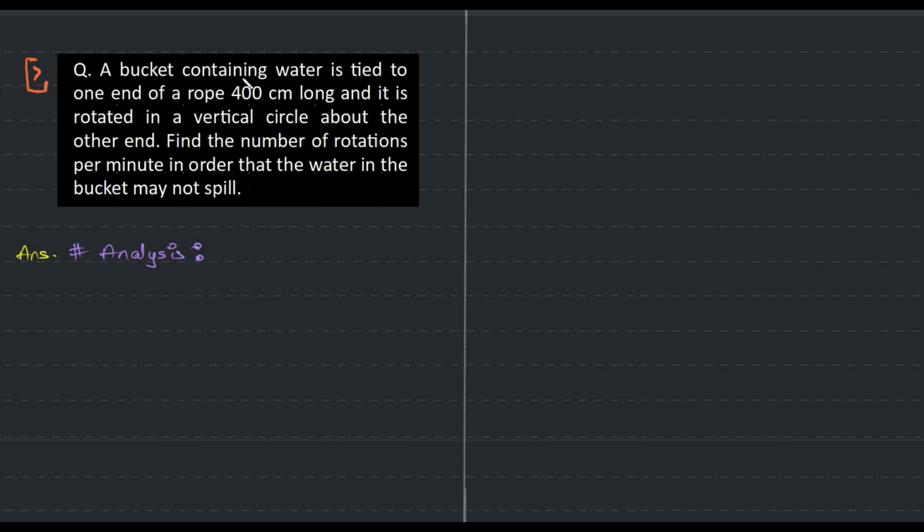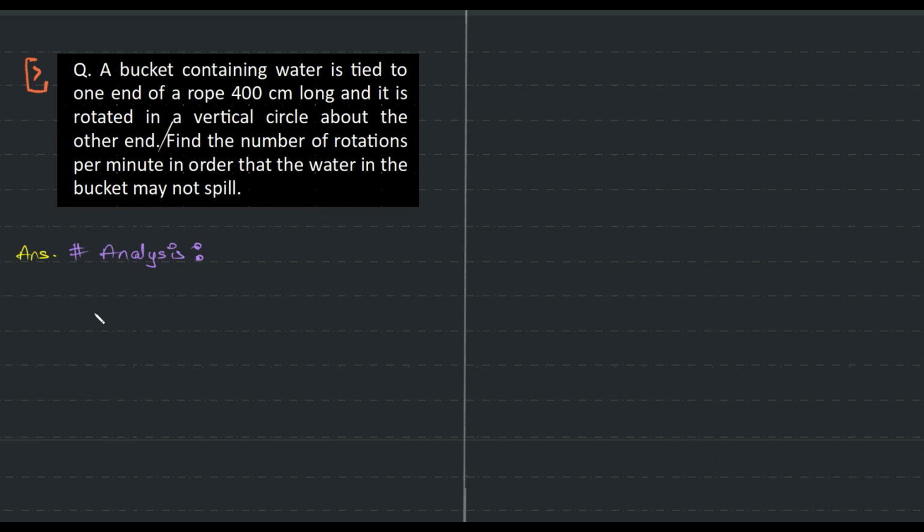So we have a bucket that contains water tied at one end of a rope, which is 400 centimeter, so we have to convert it to meters. 4 meter long. It is rotated in a vertical circle around one end. Find the number of rotations per minute in order that the water in the bucket might not spill.